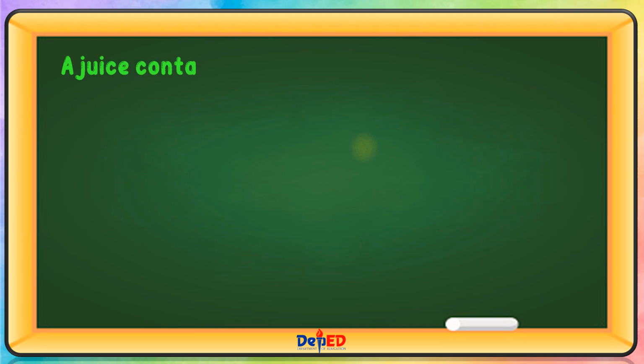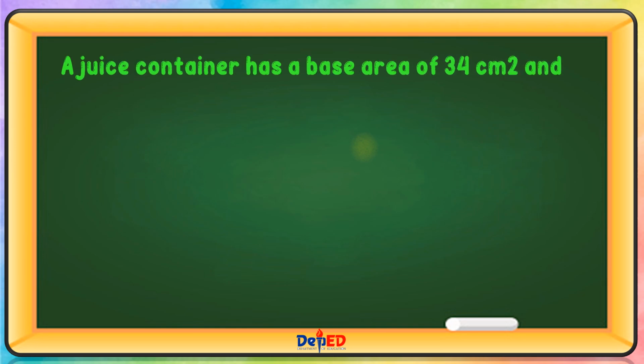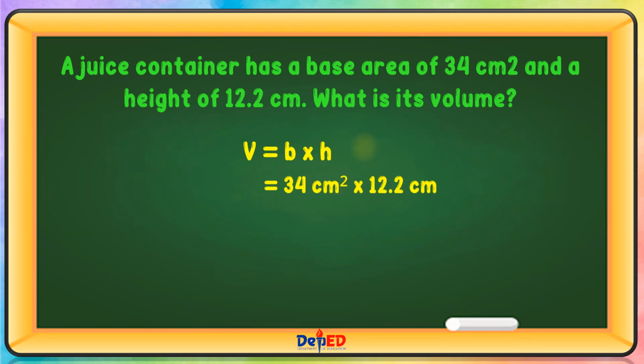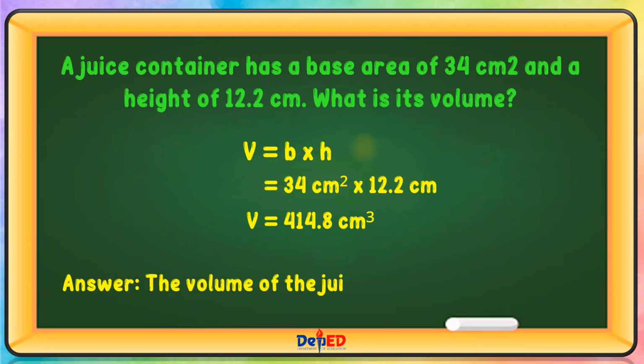A juice container has a base area of 34 square centimeters and a height of 12.2 centimeters. What is its volume? Volume is equal to base times height equals 34 square centimeters times 12.2 centimeters equals 414.8 cubic centimeters. Our answer is the volume of the juice container is 414.8 cubic centimeters.